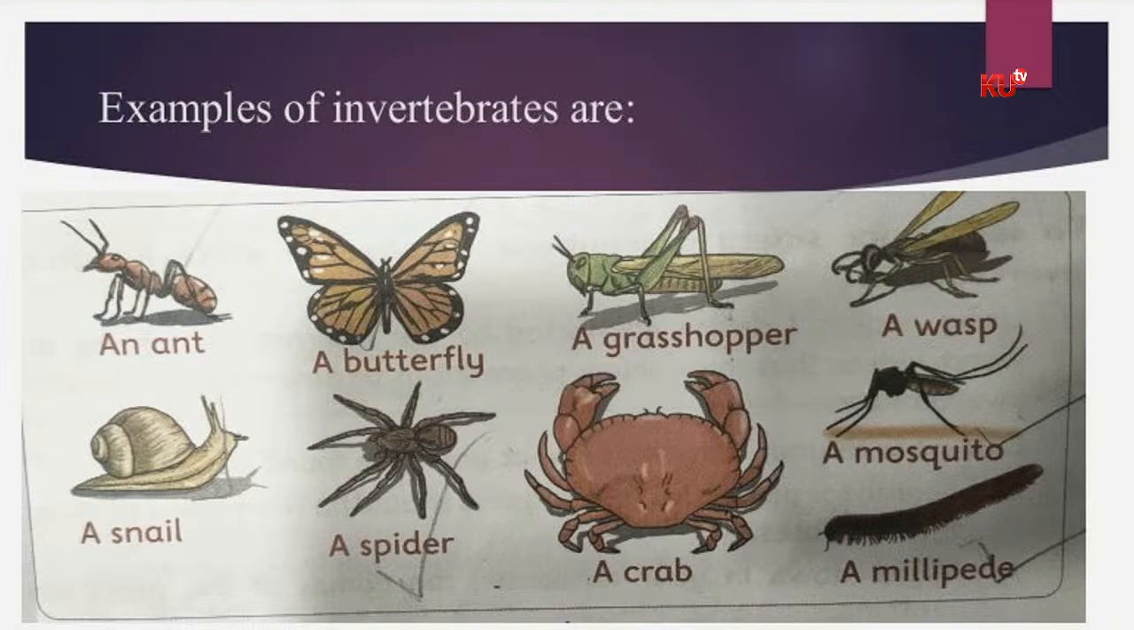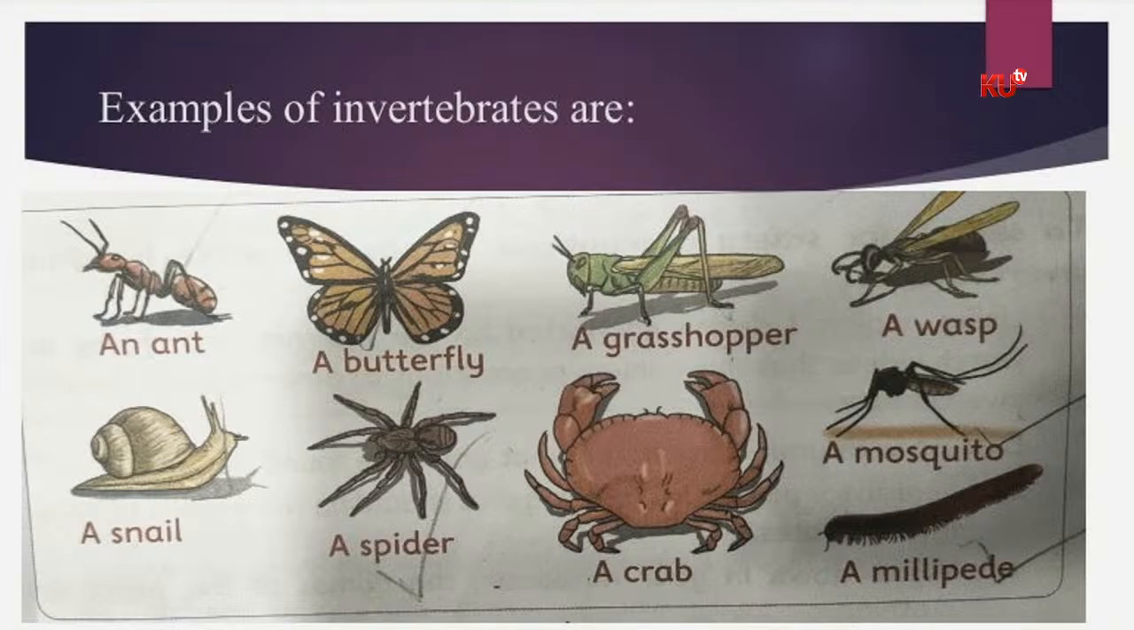Below the wasp, we have a mosquito, and a mosquito is also an invertebrate because when you take a mosquito and you kill it, you cannot find any bone. That's why we say they do not have bones. They do not have a backbone. Apart from the mosquito, we also have a millipede. A millipede is also an invertebrate because similarly it does not have a backbone. We have a crab, followed by a spider, and then a snail. These are examples of invertebrates.